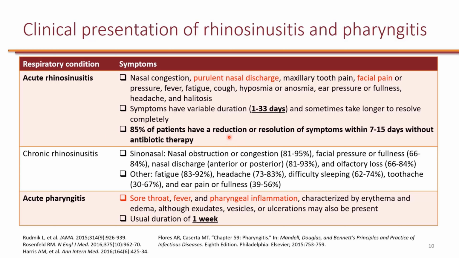Now, when it comes to acute pharyngitis, there's a triad of sore throat, fever, and pharyngeal inflammation that are the hallmark of acute pharyngitis. And this sore throat is worse with swallowing. The pharyngeal inflammation is characterized by erythema and edema, and it usually lasts for 1 week.